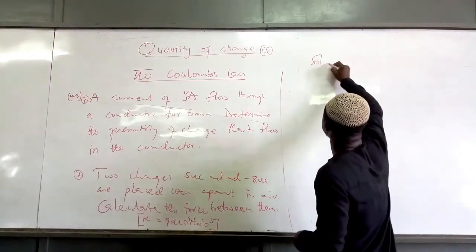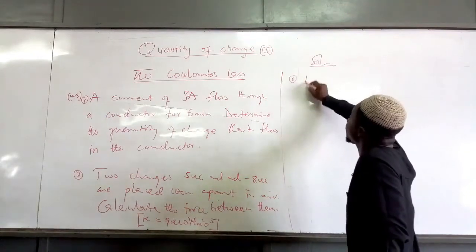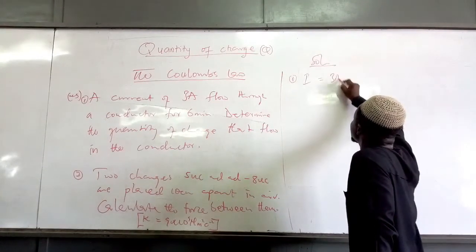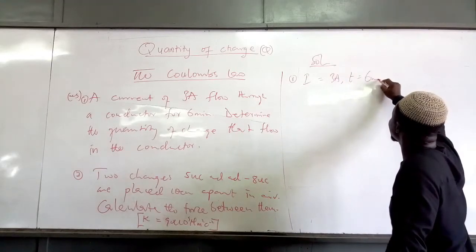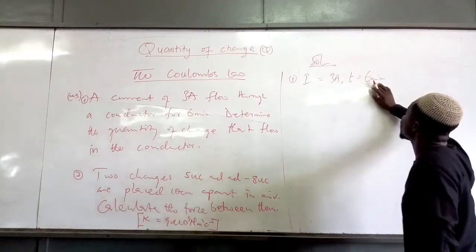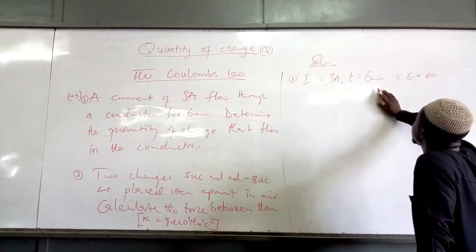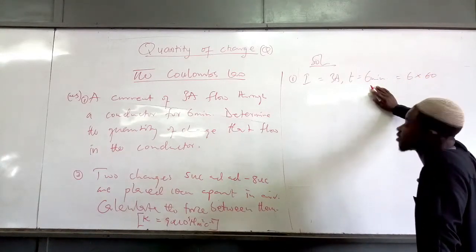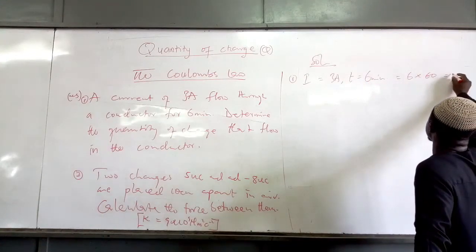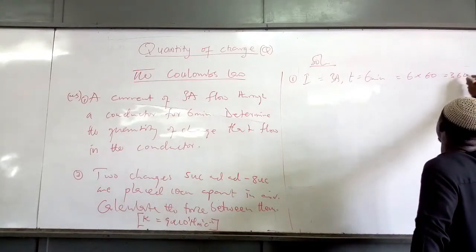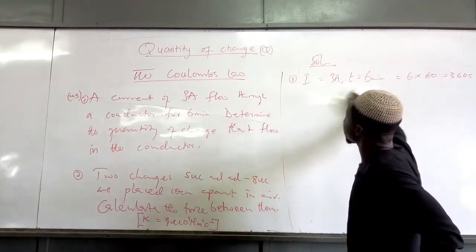So, solution to question 1. In the question, we have been given the current I is equal to 3 ampere. We have been given the time t is equal to 6 minutes. So we convert the time t from minutes to seconds, which is 6 times 60. 1 minute is equal to 60 seconds. So 6 minutes will give us 6 times 60, which is 360 seconds. That is the time given to us.